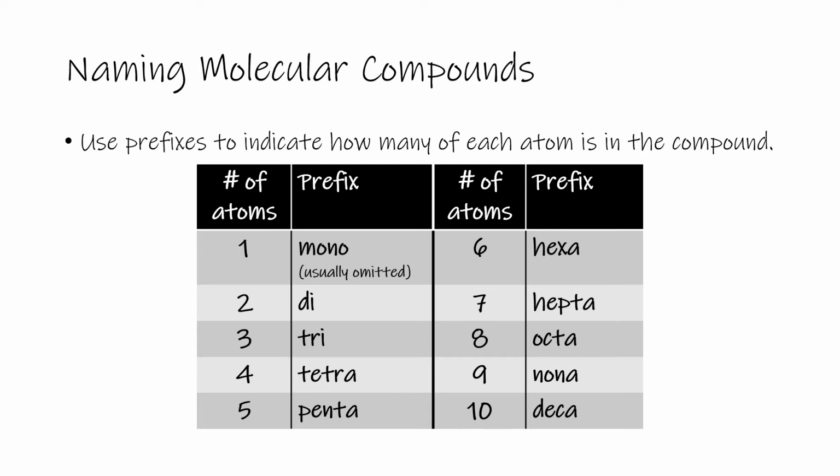Note on number 1, mono, I have a parenthesis there that says it's usually omitted. So usually we don't use mono as a prefix. An exception to that would be carbon monoxide. It is very commonly used, and so it is used as a prefix in that molecule, but generally mono is omitted and not used to indicate it. But otherwise, those are the prefixes that would be used. They tell you how many of that atom is present in the compound.